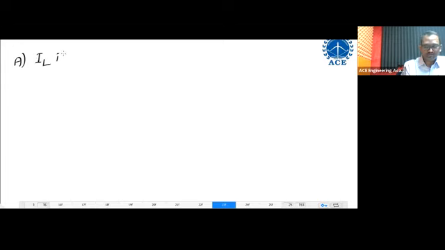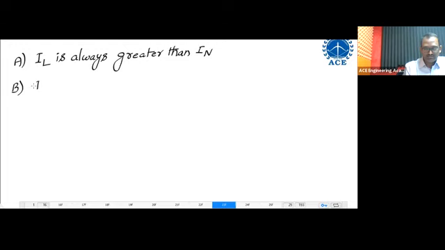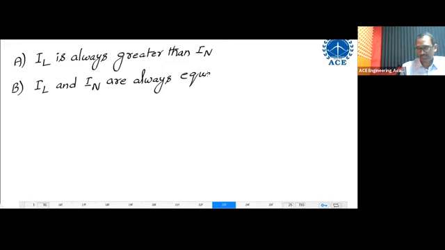IL is always greater than IN. Option B. IL and IN are always equal.